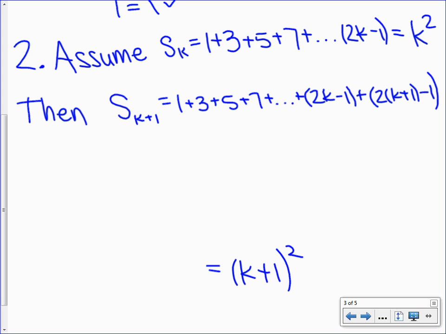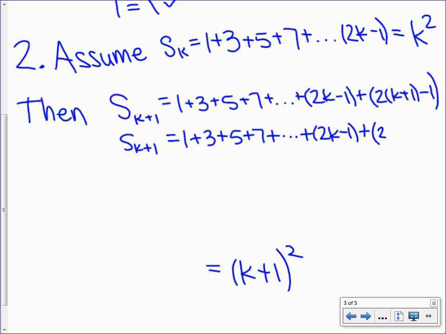Now let's write this to look a little bit better. We have 1 plus 3 plus 5 plus 7 plus 2k minus 1 plus, what is this? 2k, careful. Plus 1. Always plug in with those parentheses.